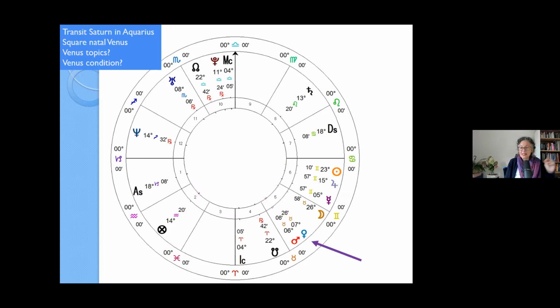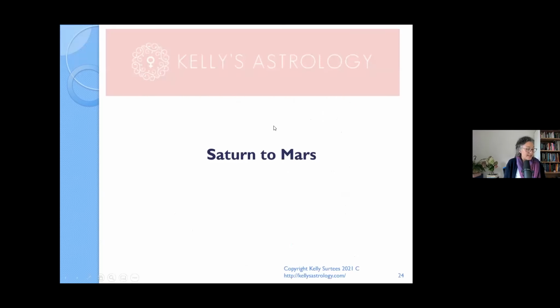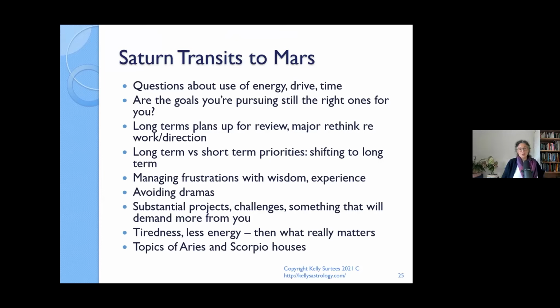We've still got 2 planets I want to try and have a little look at before we finish today. So scooch ahead to Mars. Saturn transits to Mars. These are huge. And in fact, I probably didn't appreciate how much is associated with a Saturn Mars transit until I was talking with clients about them. And this type of transit, so whether Saturn is conjunct, square, or opposite Mars in your chart, brings up questions about the use of your energy.